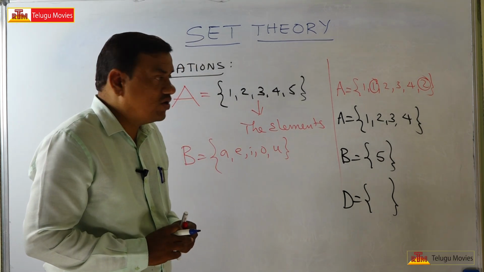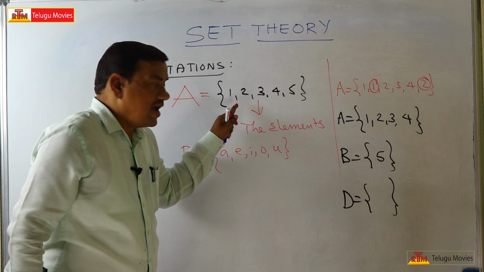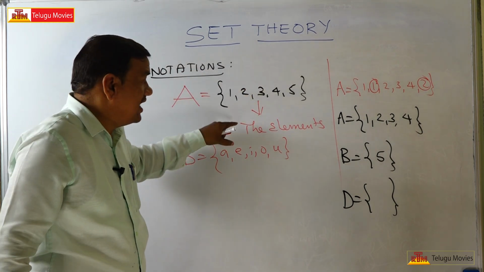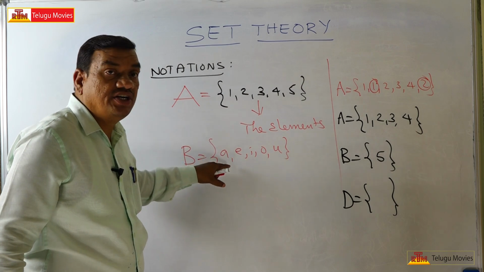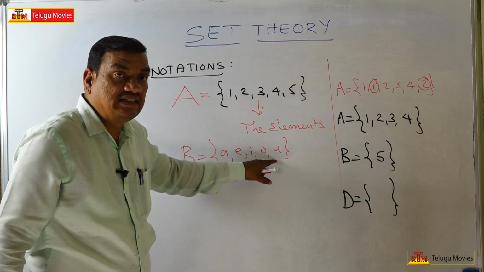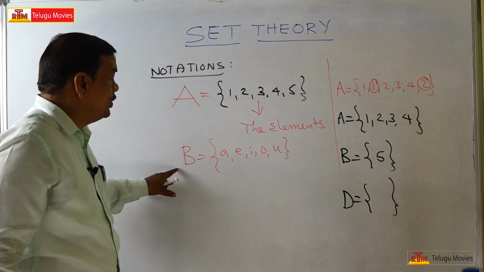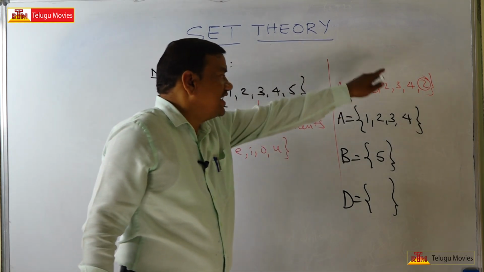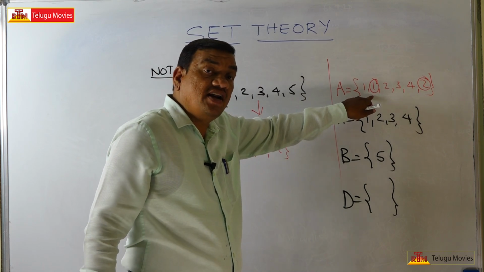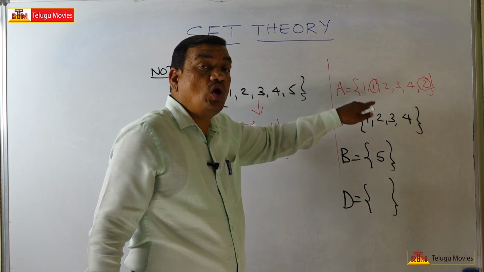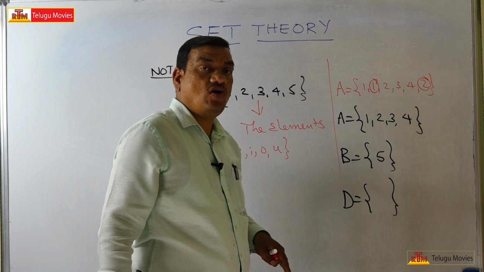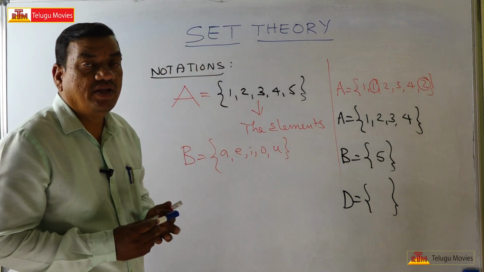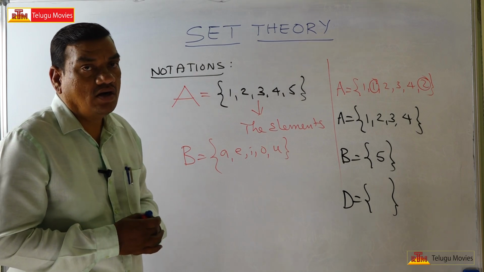The first thing you have to learn is that the objects in a set are called elements. The elements should be written in simple lowercase letters. The sets should be denoted with capital letters. And the third point is, while writing the set, there should not be any repetition of the elements. Understand?